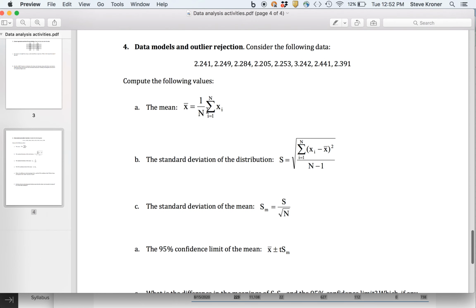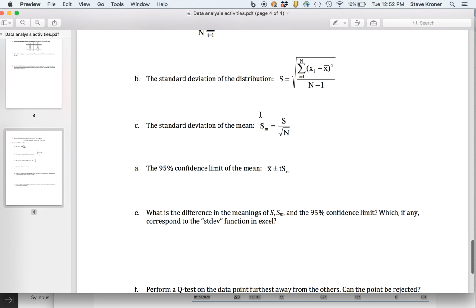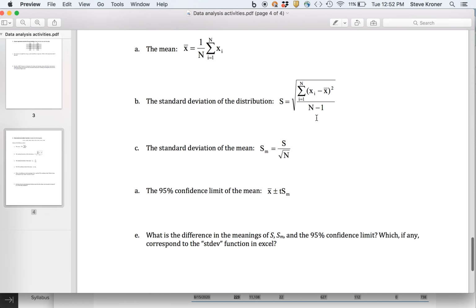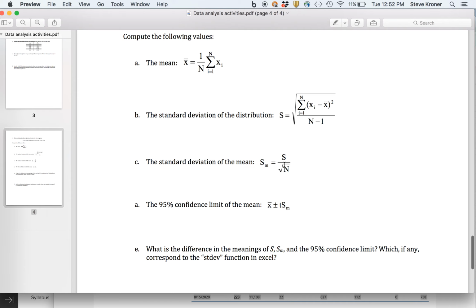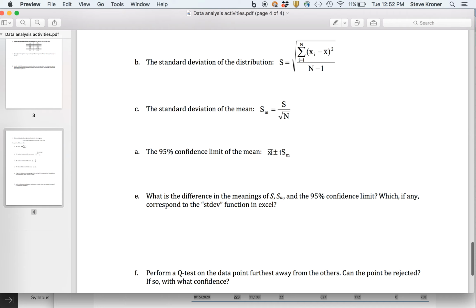And then finally, the last thing is just going through some arithmetic of calculating a mean and standard deviation. Standard deviation is just the deviation of each point squared, divided by the number of data points minus 1, taking the square root. Standard deviation of the mean takes the standard deviation from above and just divides it by the square root of the number of trials. And the 95% confidence limit, I think we discussed this in the notes preceding this activity, but you have to look up a t-value from a chart. So you look that t-value up, and then you multiply it by the standard deviation of the mean.